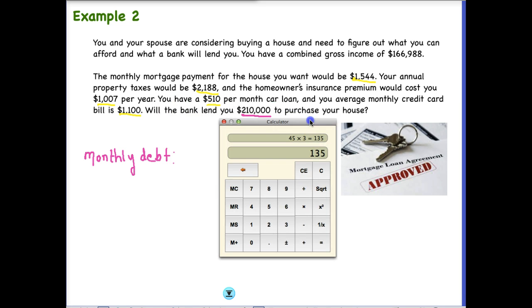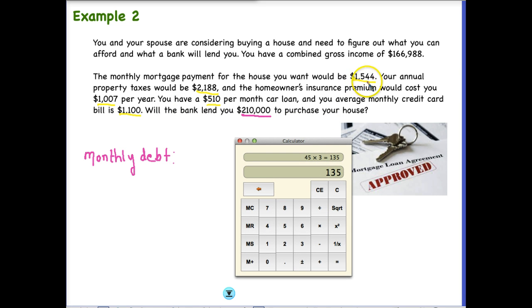We have a mortgage of $1,544, so that's already monthly. Our property taxes are annual, so let's take $2,188 and divide that by 12 to figure out our monthly property tax bill. And then let's start adding these up. So we have our mortgage of $1,544. We have our taxes, and again, these are our estimates based on what we want to purchase, of $182. And we'll just go ahead and round and leave the cents off right now.